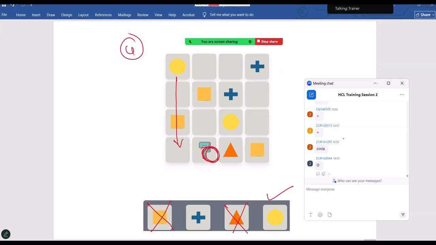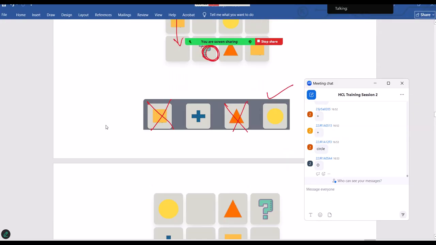You should not get circle here. Here only circle correct. Got it. Now see the next question.